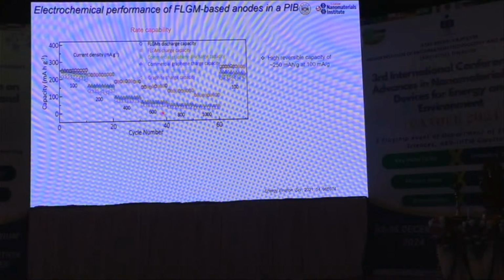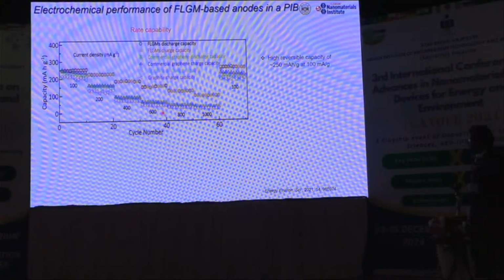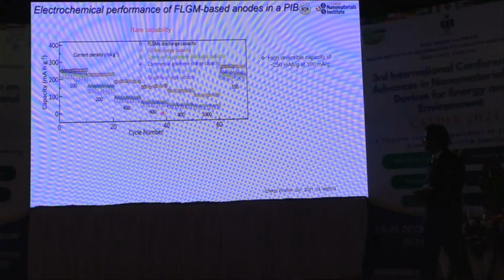And so let's see how few layer graphene does compared to the other forms of graphene. What I'm plotting here is the capacity versus cycle number. I'm comparing the few layer graphene data, which is the black curve, and the red data points. Black is during discharge and red is during charge. And you can see they beautifully overlap one another. You can barely see the black data and the red data. They overlap beautifully.